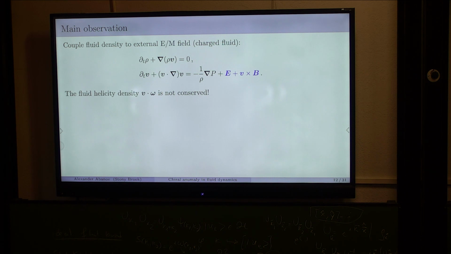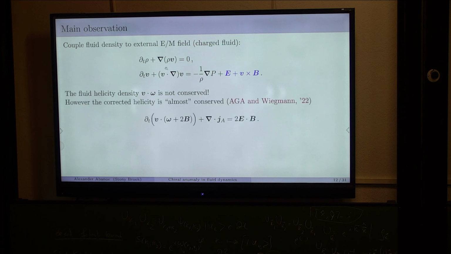Okay? So it turns out that the fluid helicity density is not conserved. You cannot write a continuity equation for it in the presence of external gauge fields. And what we showed in that paper, and we tried to find it in the literature, if you can help me, I was not able to find this as a known result, is that there is a modified fluid helicity. So not V·ω is conserved, but V·(ω + 2B) is almost conserved, in the sense that its non-conservation is determined by the right-hand side, which is the electric field multiplied by the magnetic field, the scalar product. So this, again, already looks like an axial anomaly.